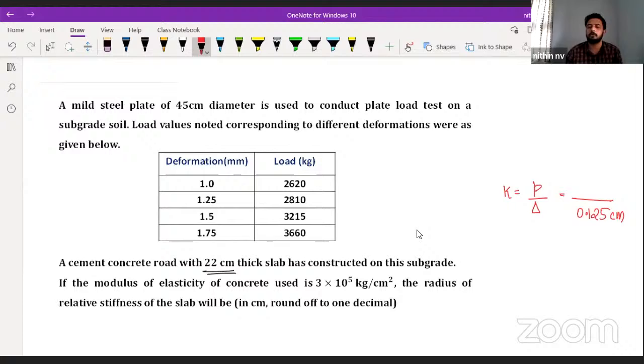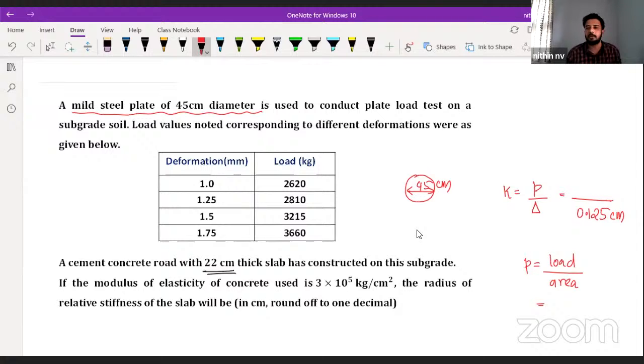Most probably they will give it in the question itself, or they will give the load value. If they are giving the load, how can we calculate the pressure value or stress value? We know stress is equal to load by area, very easy. But how can we calculate the area? They have given the diameter of the plate. We'll be using a circular plate only for plate load test. The diameter is given 45 centimeter. Then how can I calculate the area? Yes, area of the circle, pi by 4 d square, as simple as that.